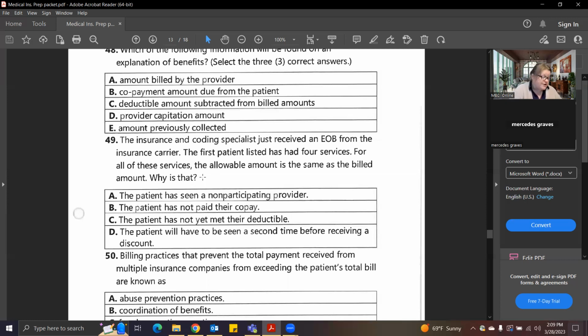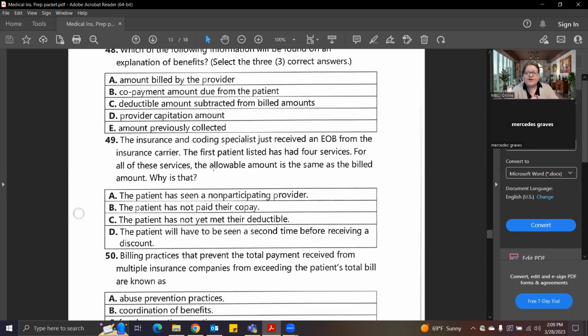All right, so your correct answer is A. And the reason why is because if that provider is not under contract with that insurance carrier, the billed amount is what it is. The provider can charge their full price.